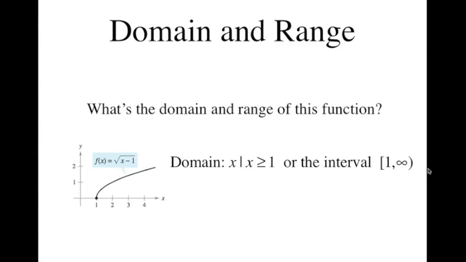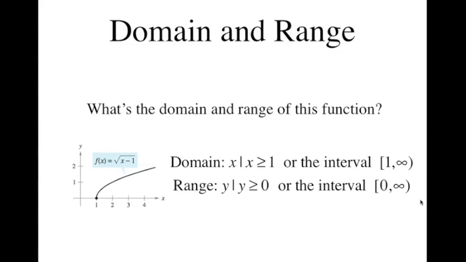Where are all of the y values going? Well, here again, we're also not going into anything smaller or any negative numbers. So our range is going to be y such that y is greater than or equal to 0. Or you could write it again in interval notation, square bracket 0, comma, infinity, parentheses. So we're not including infinity because you can't ever get to infinity. So that's why it's an open or a rounded bracket there.